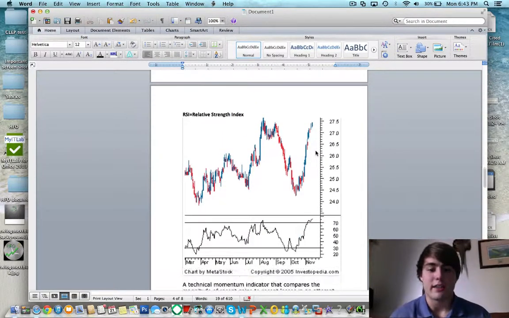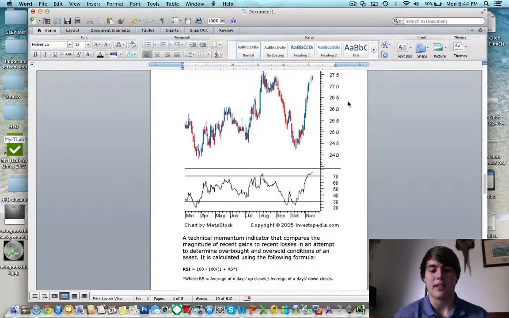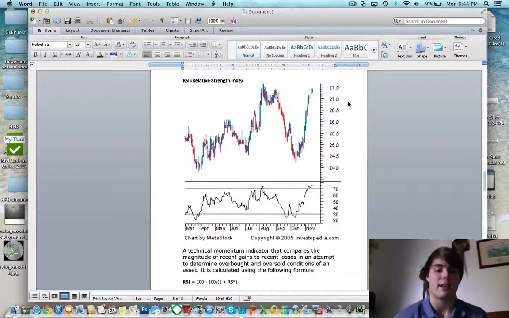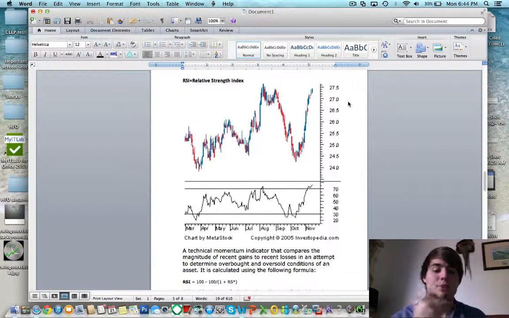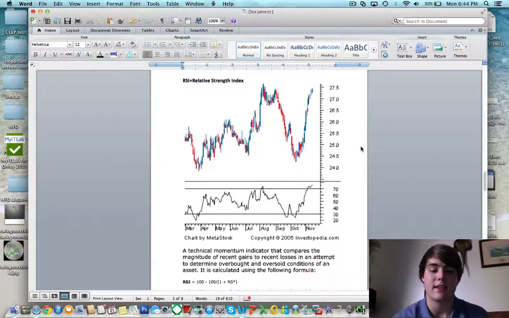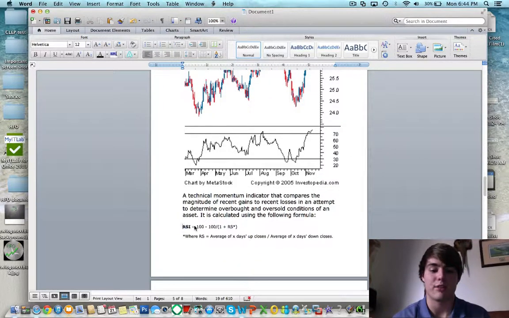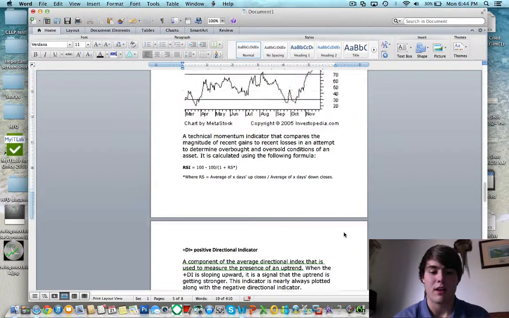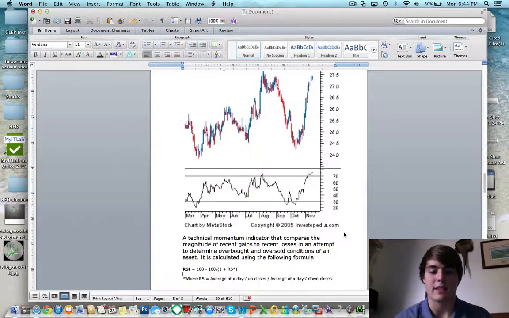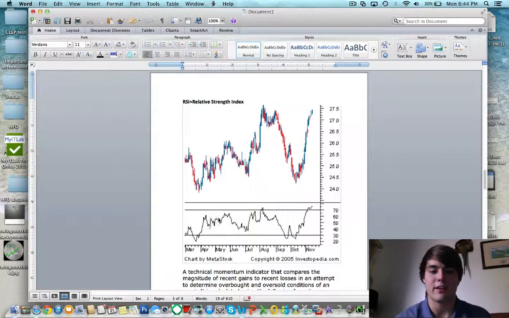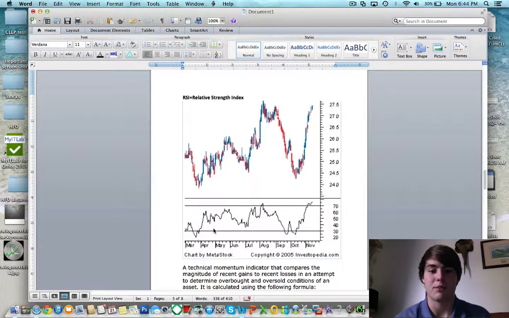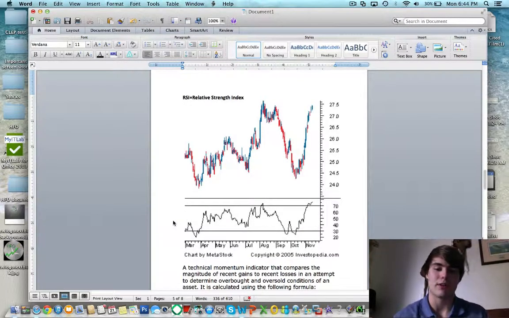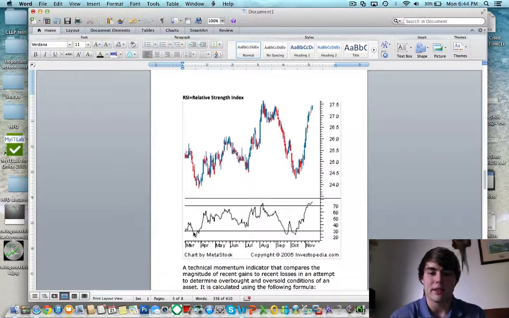Next is going to be the RSI, which is the Relative Strength Index, a technical momentum indicator that compares the magnitude of recent gains to recent losses in an attempt to determine overbought and oversold conditions of an asset. And it is calculated using this formula for those math whizzes out there. Basically we're looking at this indicator down here. You can also see it mirroring again. This is another momentum indicator similar to the other momentum indicator we went over earlier, and it is basically showing the momentum.